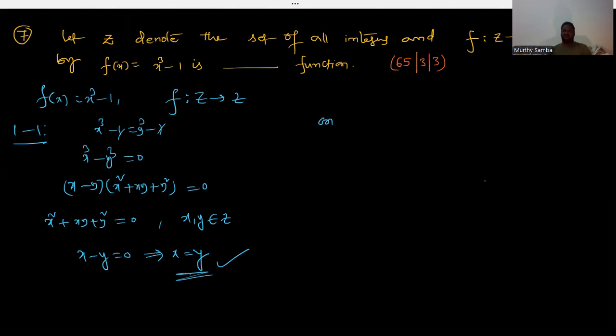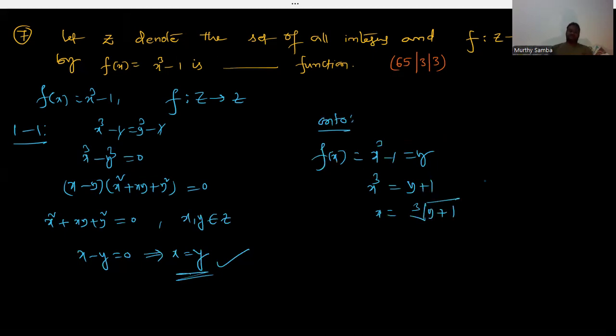Coming to surjectivity. In the case of surjection, f of x is equal to x cube minus 1 is equal to y. x cube minus 1 equal to y means x cube is equal to y plus 1. Then x is equal to the cube root of y plus 1. Now you see here, x is the cube root of y plus 1, right?